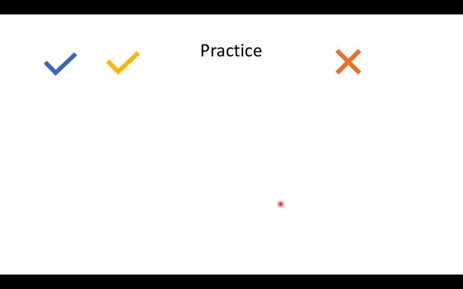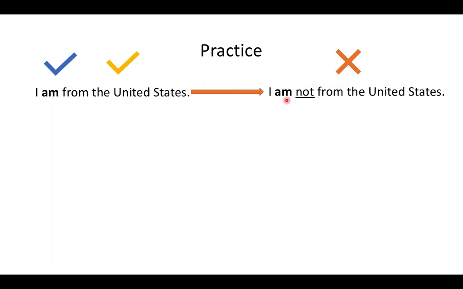Okay, so here's a little bit of practice. So if we have I am from the United States. So if you said I am, that's present tense. And to make it negative, you can pause it here and see if you can figure it out. But it becomes I am not when we add the not to say negative. It is not. I am not from the United States.